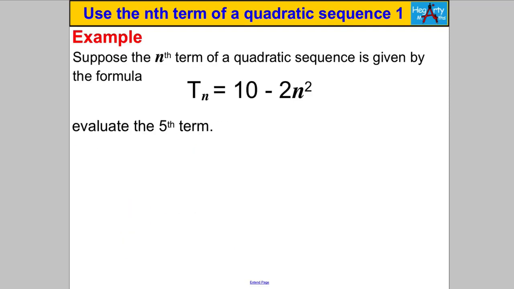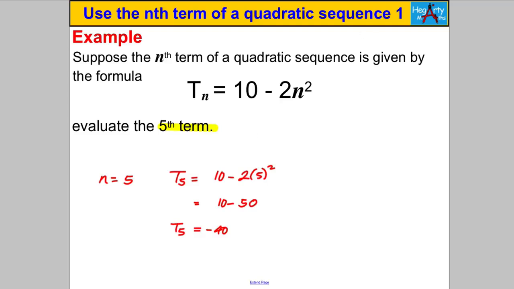Let's have a go at another one. Pause the video. This time we're asked to evaluate just the 5th term. So this time we're going to let n equal 5 and we're going to work out t5. That's going to be 10 subtract 2, brackets 5 squared. That's 10 subtract, 5 squared is 25, 2 multiplied by 25 is 50, 10 subtract 50 is going to be negative 40. So t5 is equal to negative 40.